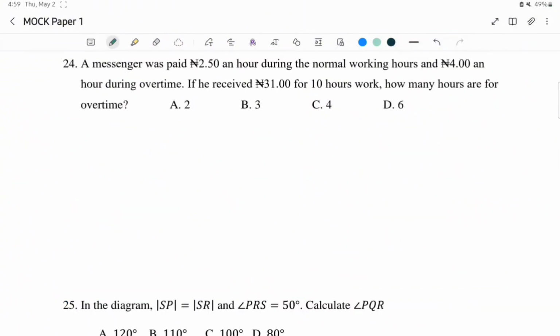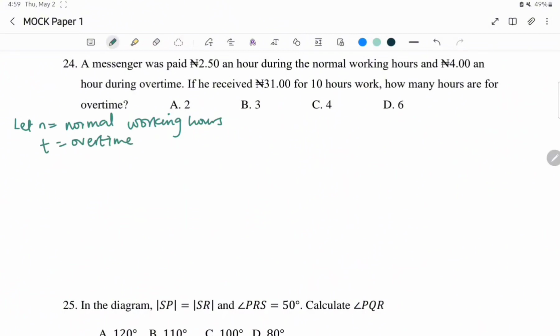Question 24. A messenger was paid 2 naira 50 kobo an hour during normal working hours and 4 naira during overtime. If he received 31 naira for 10 hours work, how many hours are for overtime? This is a simultaneous equation problem because we have two variables involved, which are the normal working hours and the overtime. Let n represent the normal working hours and t represent the overtime.